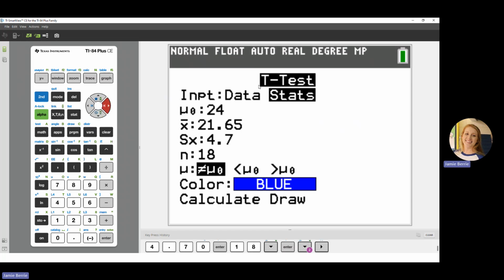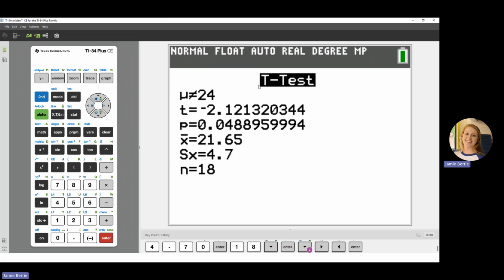Remember, the Draw option is if you're doing the rejection region method. Calculate is if you're doing the p-value method. So hit enter, and there are our numbers. On a lot of the problems on the homework, they will ask you for the critical value. That's what T is. T is giving you your test statistic.